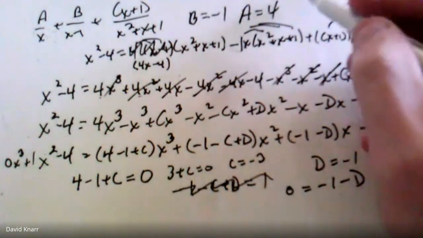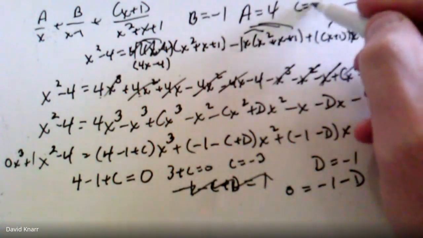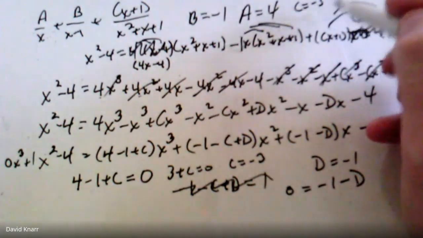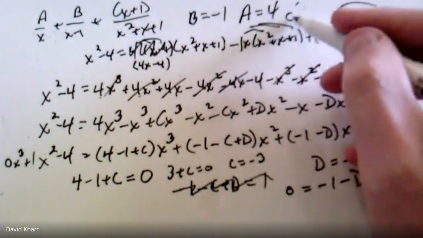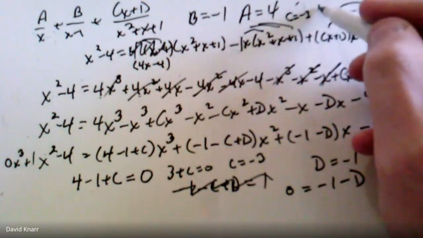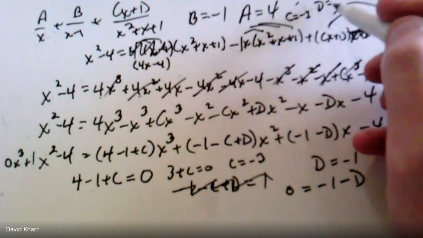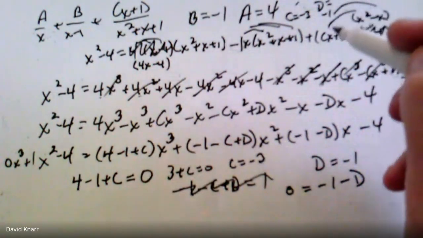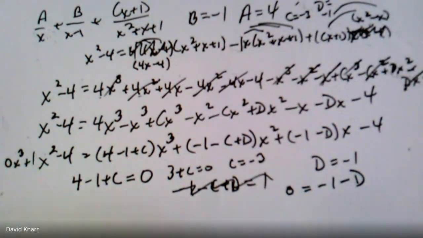So there's my other two numbers. We have c equals negative 3, and we're going to have d equals negative 1. All right. So now we're all set.